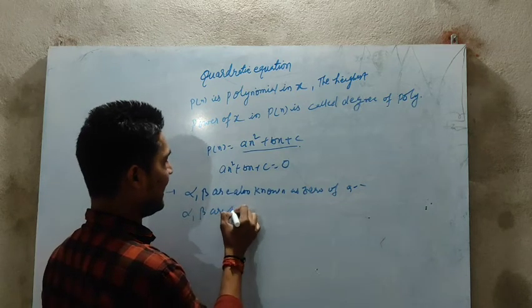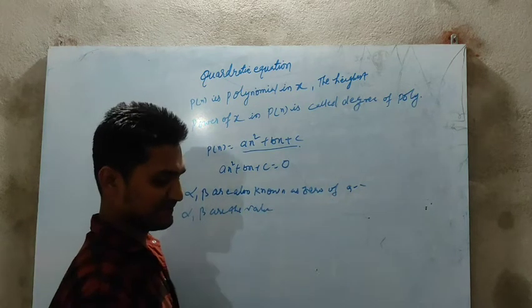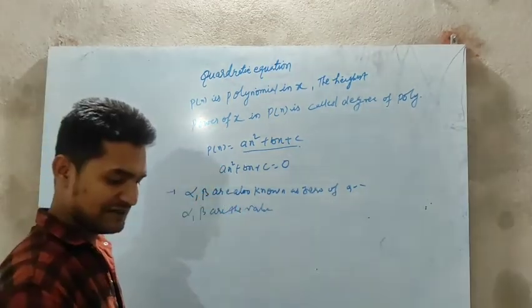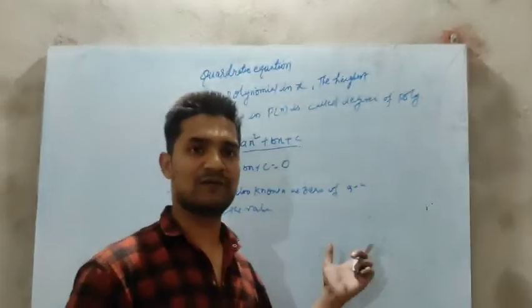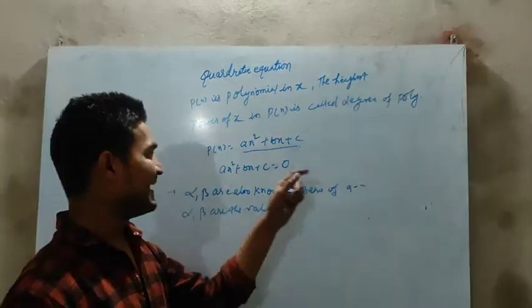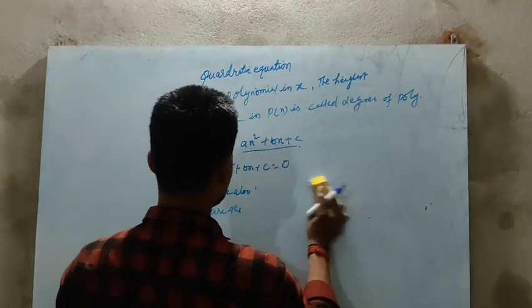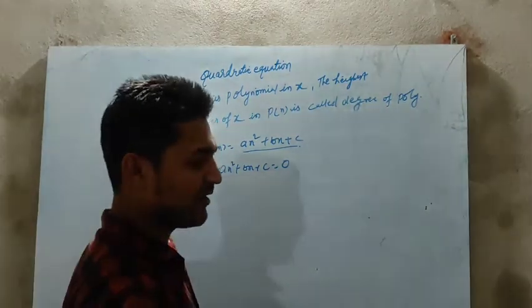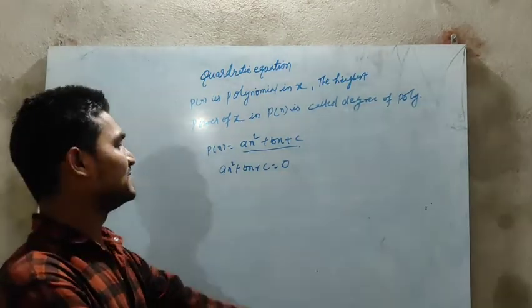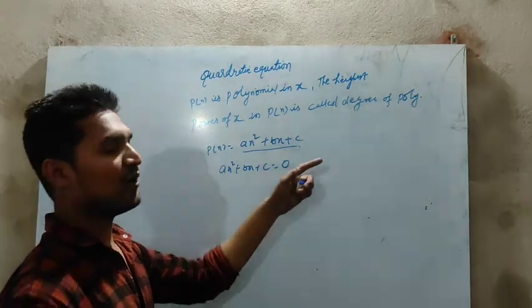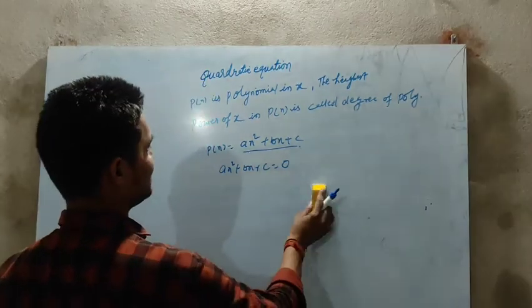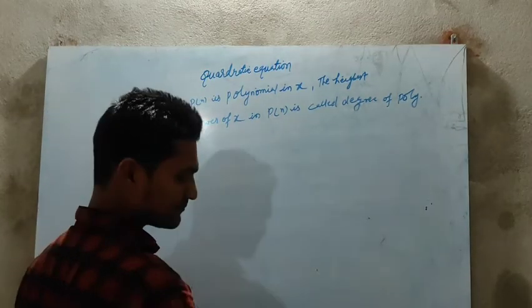Alpha and beta are the values of the quadratic equation because the power of x is 2. If the power of x is 1, then the number of values of x is always 1. If the degree of x is 3, then the number of values of x is always 3. Now let's see about the quadratic equation. How do we find the values of x in ax^2 + bx + c = 0?